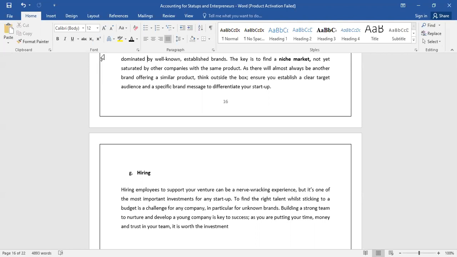As you are putting your time, money, and trust in your team, it's worth the investment. So, let's not rush when we want to hire people. Let's take our time to see if these people can actually bring something to the plate. If you're recruiting a salesperson, see if the person can actually go and market these things for you, can actually bring on board more sales.